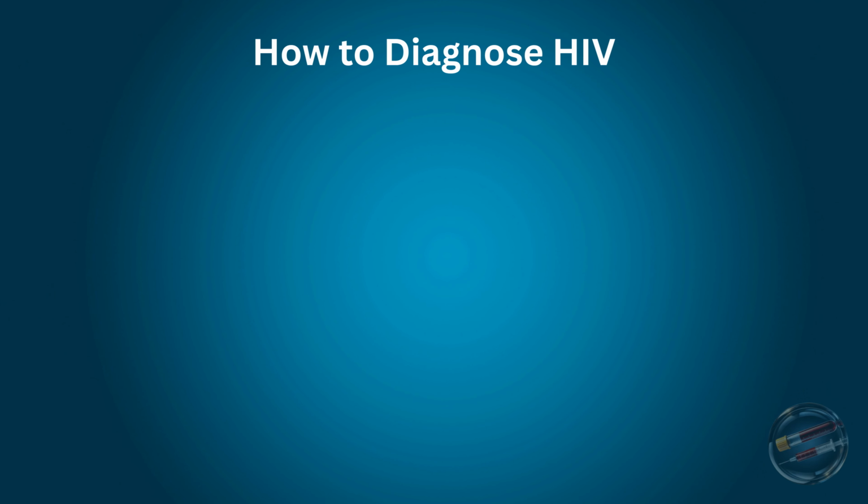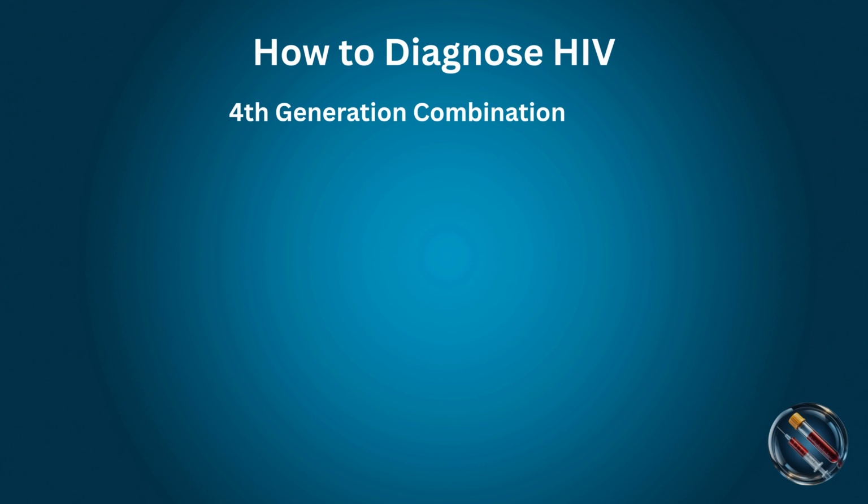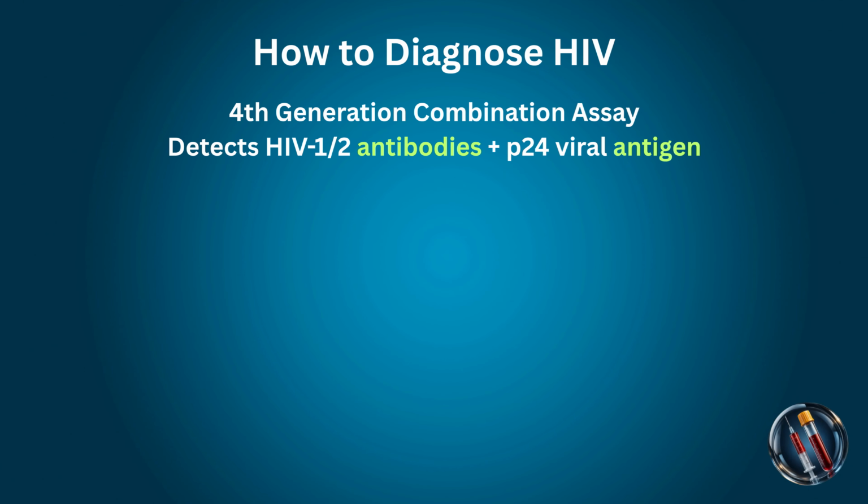The modern diagnostic algorithm for adults relies on a precise two-step process performed on blood samples. First, a screening test is conducted using a fourth-generation combination assay, which simultaneously detects HIV-1 and HIV-2 antibodies and the P24 viral antigen. Because it identifies the P24 antigen, this assay can spot an infection weeks before the body even creates antibodies, effectively narrowing the window period.